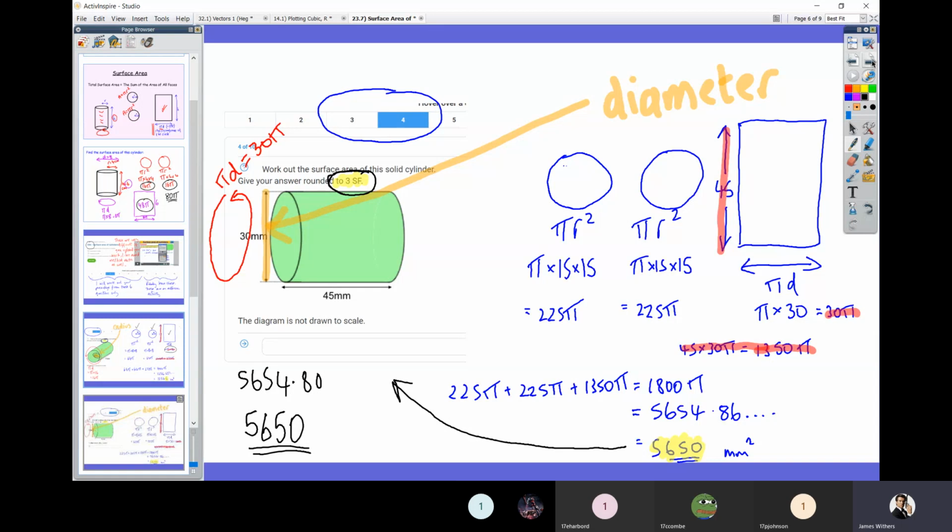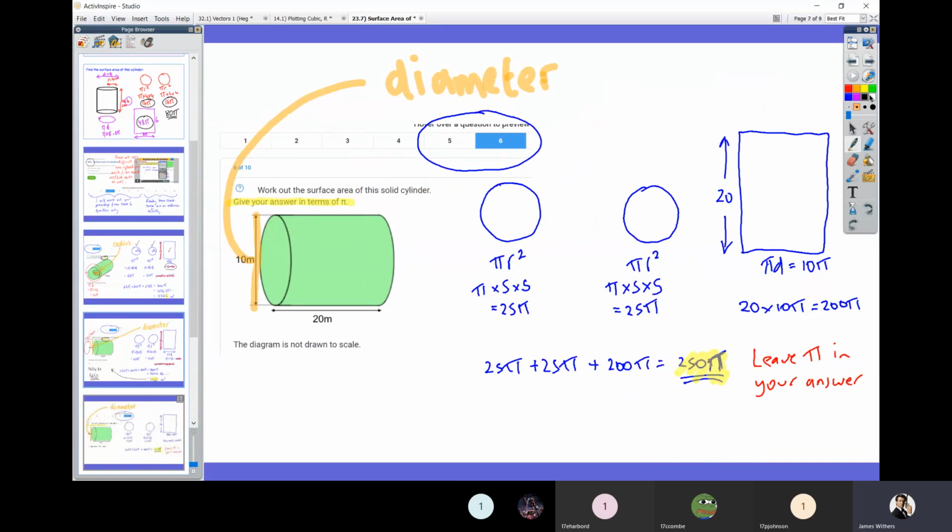So that's questions 3 and 4, and then 5 and 6. I think in a way these are the easier ones. You've got to give your answers in terms of pi. So your final answer would be in terms of pi. But note, the question gives you the diameter, not the radius.